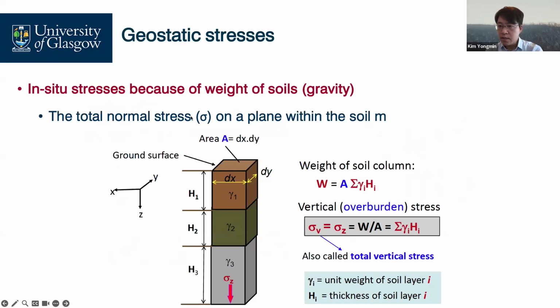Total normal stress, total vertical stress, and total stress are the same terminology. Total vertical stress indicates total stress and its direction. But sometimes we just say total stress, which is the summation of the weight of all materials above a certain depth, which includes soil and water.